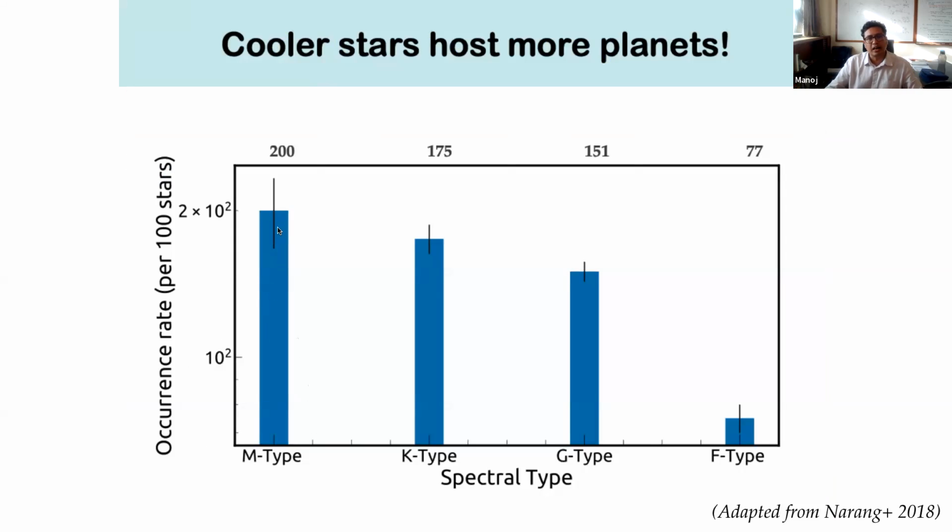M-type stars host many more planets than K-type and G-type stars. So take G-type as a sun-like star. This is per 100 stars. M-type stars actually have 2 planets per star. This is for all kinds of planets, as opposed to a sun-like star, which is about 1.5 roughly, and F-type really is small, 0.7. Less than a planet per star. So stars cooler than the Sun host more planets.